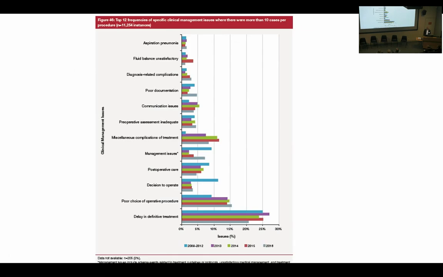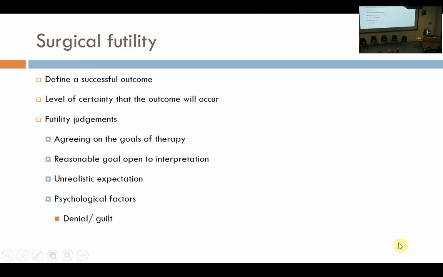And again, if you look at all the recommendations Australia-wide, one of the common things is delay in definitive treatment, the decision to operate, and the type of operations that have been done. Surgical futility is really about defining what a successful outcome is. We all need to be talking the same language. What are we talking about when we talk about outcomes? And we want to know the level of certainty, under uncertain circumstances, that the outcome is going to be achieved. That's what surgical futility is.